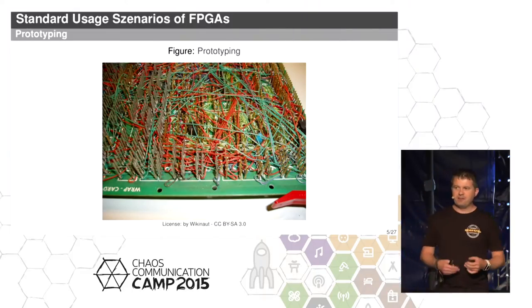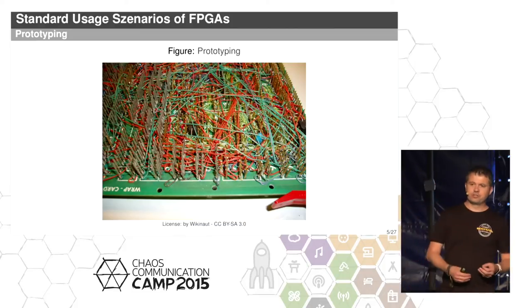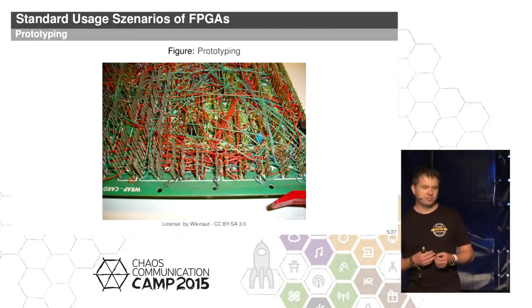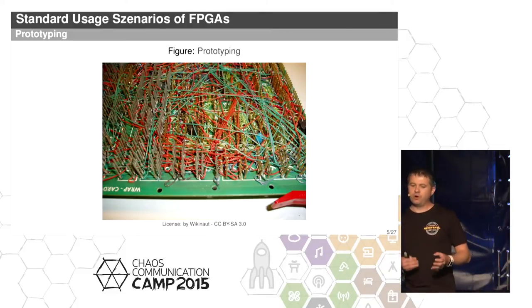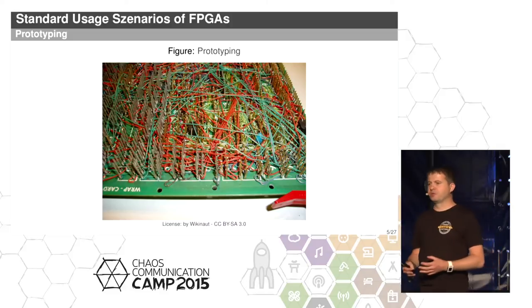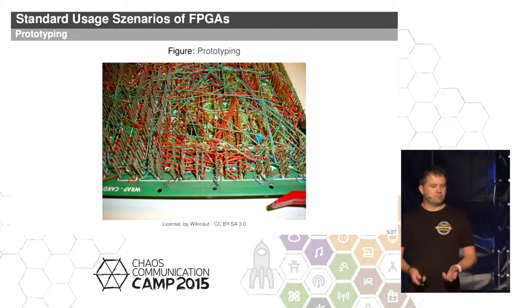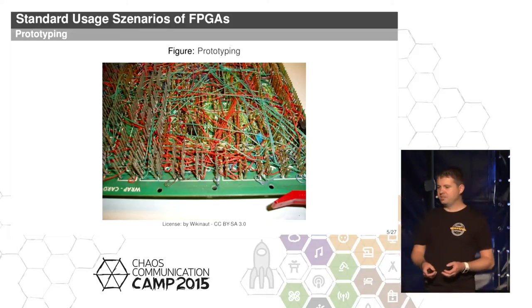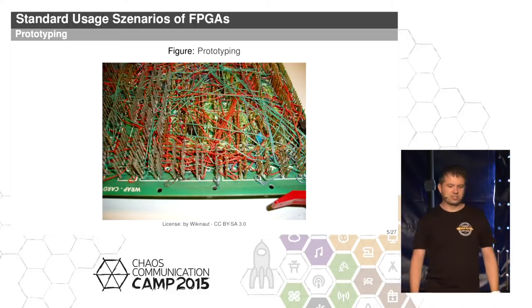Standard usage scenarios for FPGAs are, for example, prototyping. You want to test some integrated circuits. You first debug it. You describe the hardware and everything else before you give the hardware description to be produced in a factory. So you have fewer production fails. If you make a mistake, you find the mistake earlier in your design stage. And so you can have just a prototype.